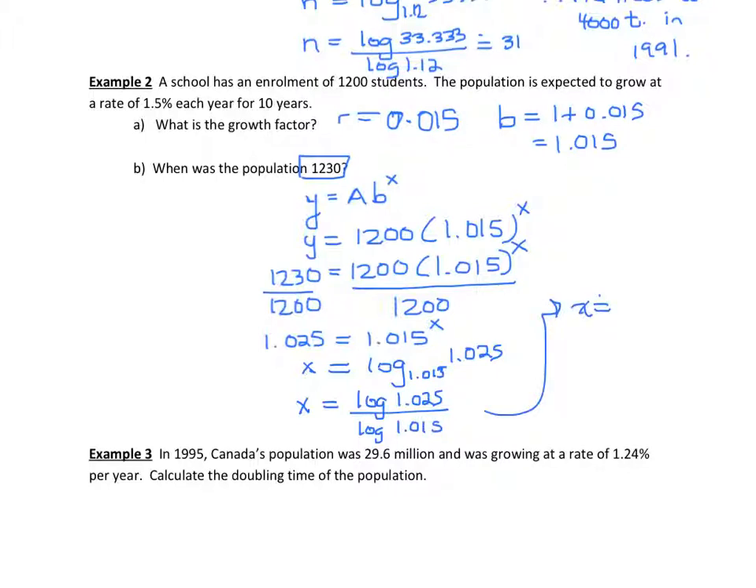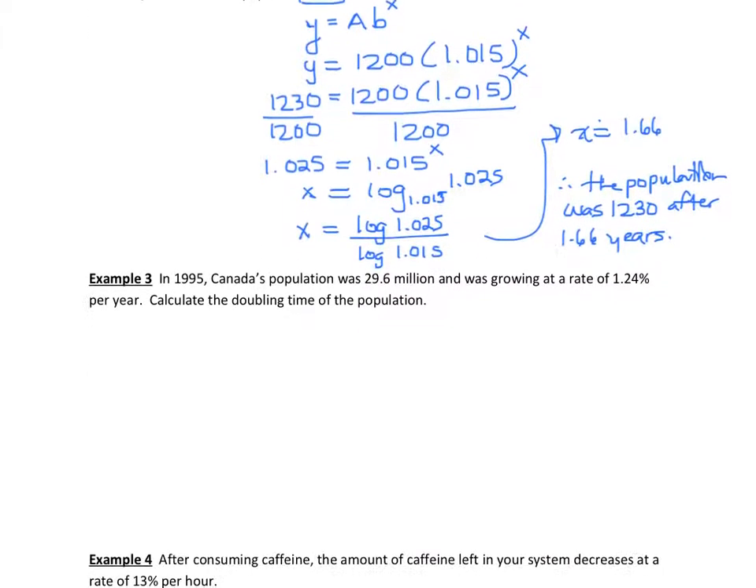So x is approximately 1.66. So therefore, the population was 1,230 after 1.66 years. Okay, next one. In 1995, Canada's population was 29.6 million and was growing at a rate of 1.24% per year.